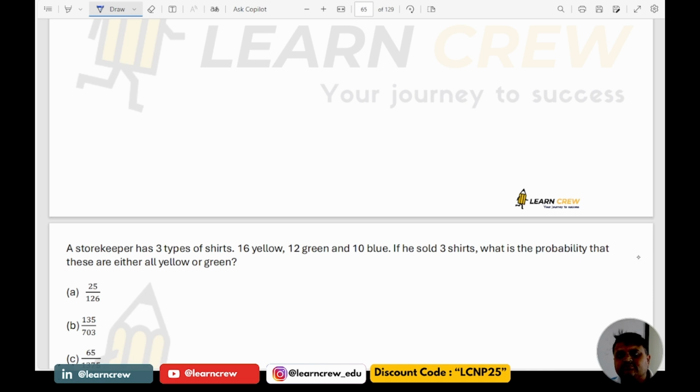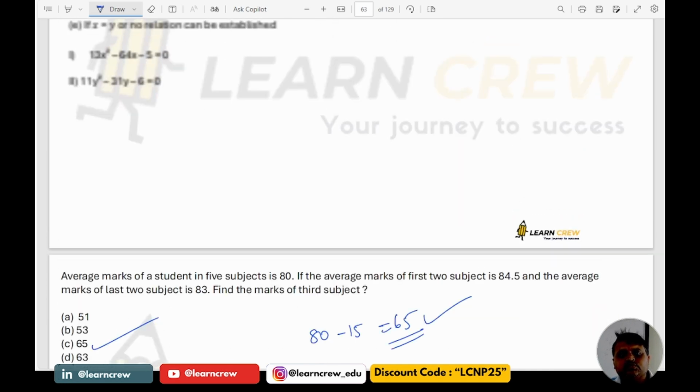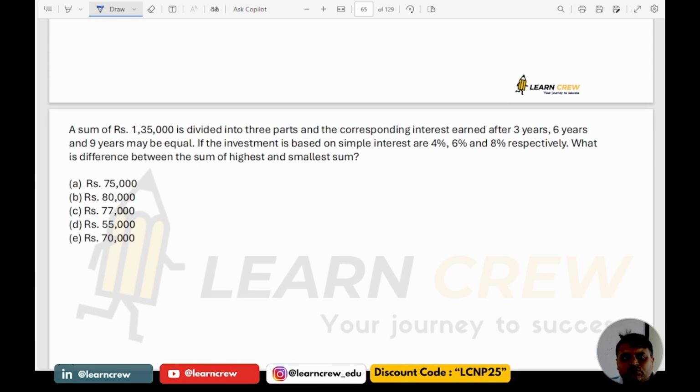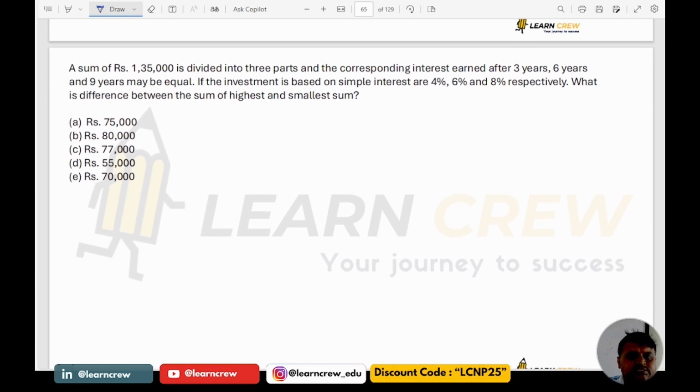Next one. A sum of 1,35,000 is divided into 3 parts. And the corresponding interest after 3 years, 6 years and 9 years are equal. If the investments are based on simple interest, 4%, 6%, 8%, what is the difference between the sum of the highest and lowest? So the first part is x, second part is y, third part is z.